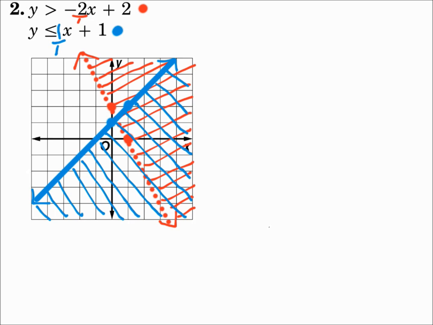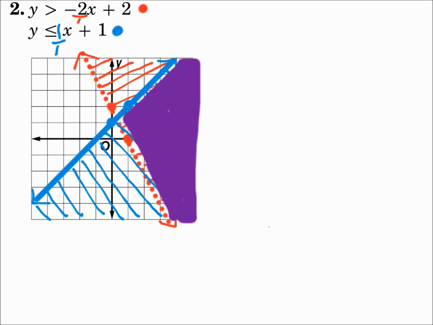The solution is where the graphs overlap, and that's where red and blue make purple, in that region to the right.